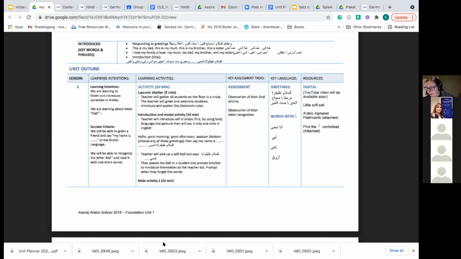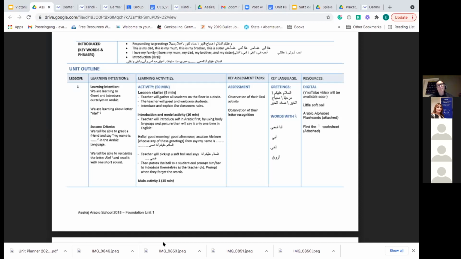Okay, another question is, it's more like a statement. This is a unit of work, not a lesson plan. Therefore, I think this example of a unit of work is getting too detailed. We should present the key content of the lessons, not necessarily mention what learning activities, because every teacher will plan their own teaching and learning activities.